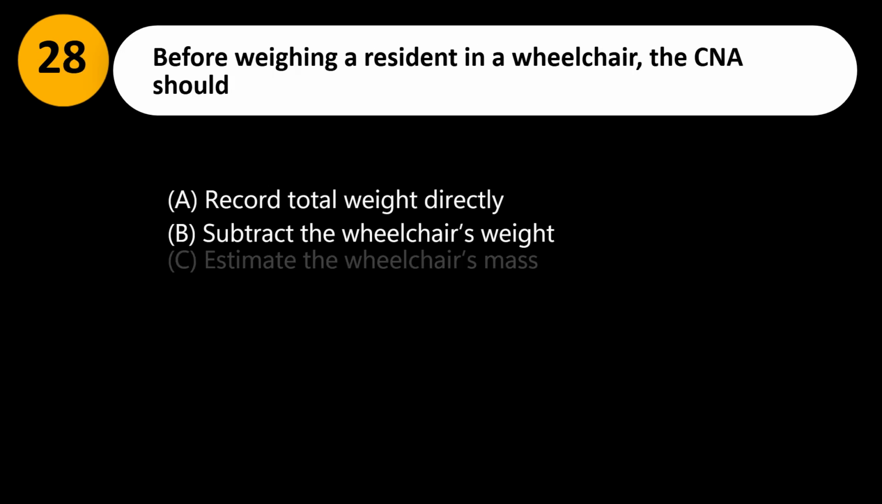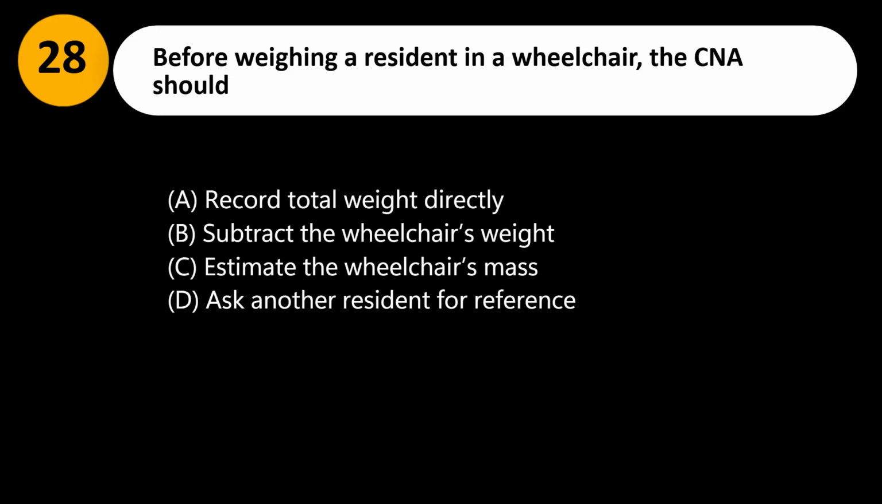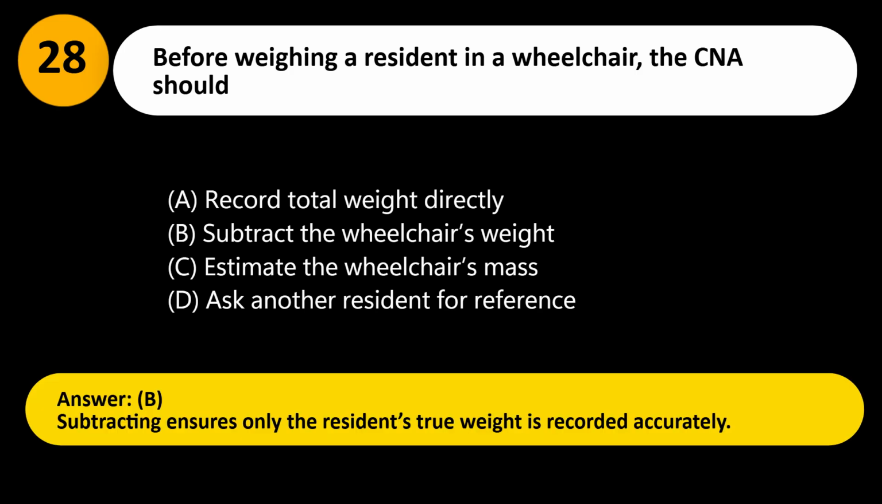Before weighing a resident in a wheelchair, the CNA should A. Record total weight directly. B. Subtract the wheelchair's weight. C. Estimate the wheelchair's mass. D. Ask another resident for reference. Answer: B. Subtracting ensures only the resident's true weight is recorded accurately.